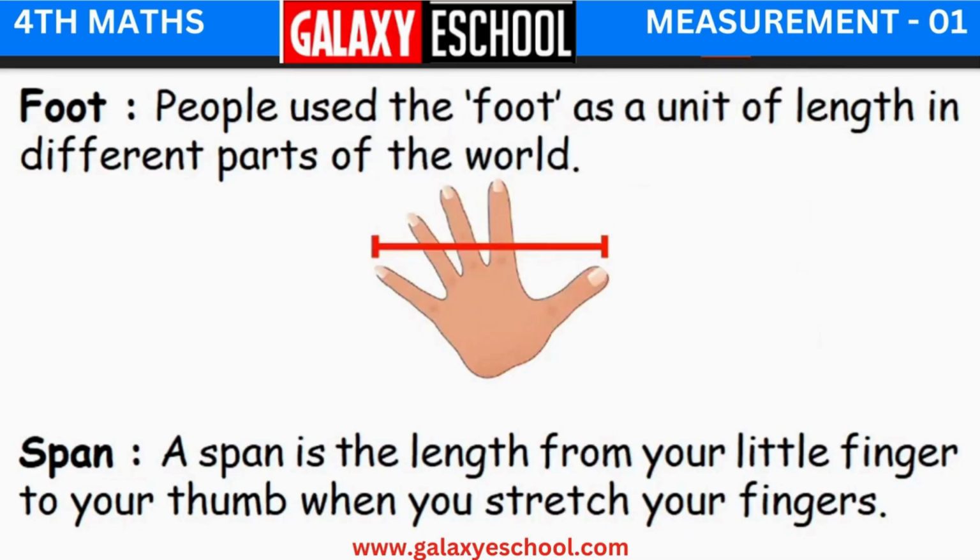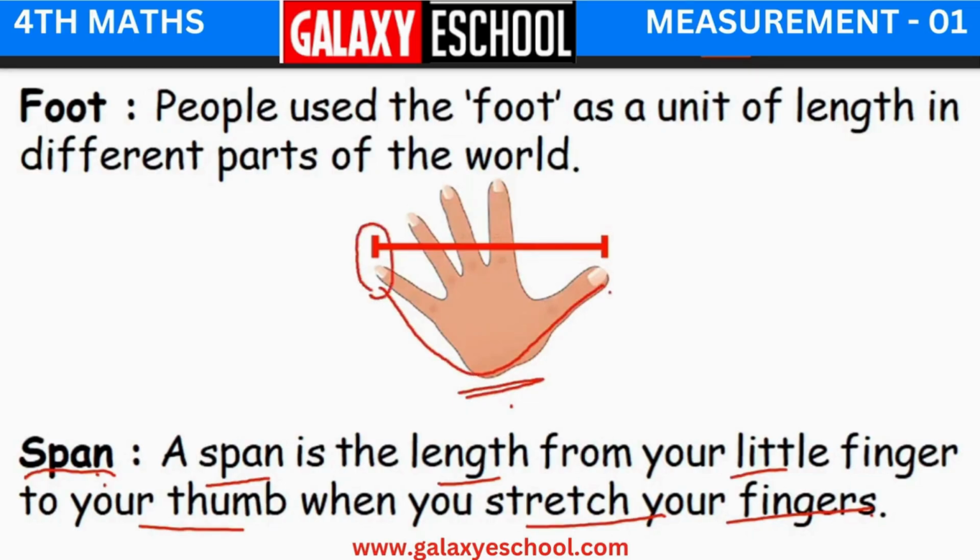Understand? And another way of measuring was using span. A span is the length from your little finger to your thumb when you stretch your fingers. Are you able to see the picture here? We are stretching our hand, and the length from our little finger to the thumb becomes 1 span. S-P-A-N. This length becomes 1 span.